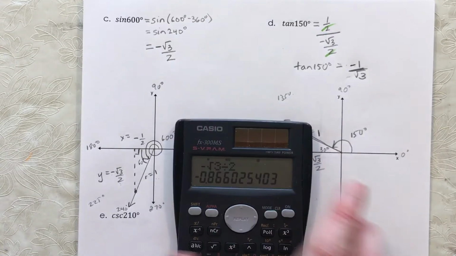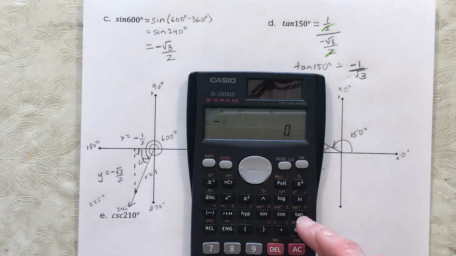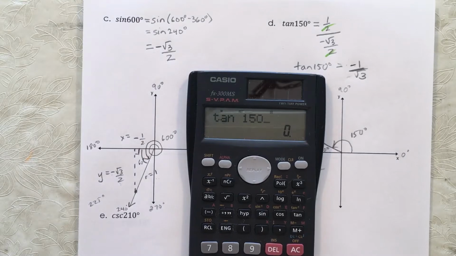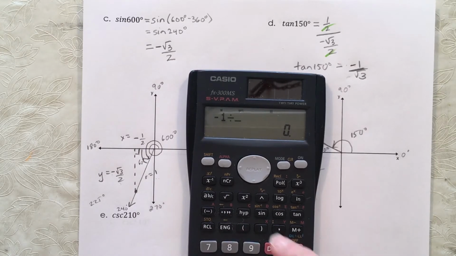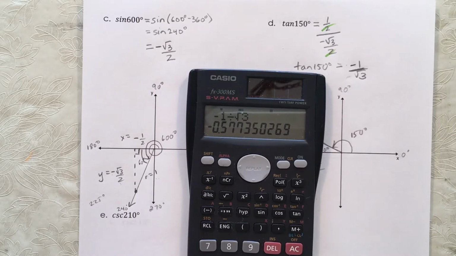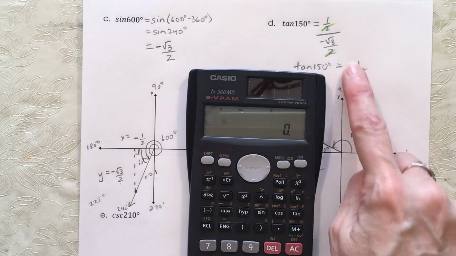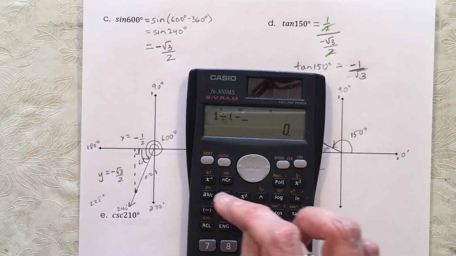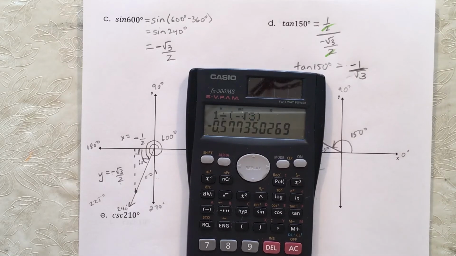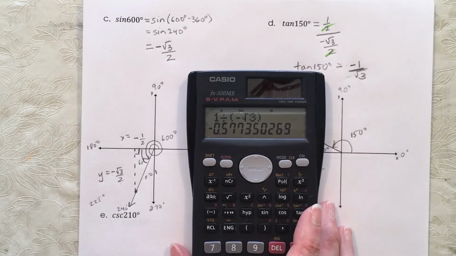So let's try on our calculator, tangent of 150, negative 0.57735. And let's try negative 1 divided by the square root of 3, same decimal. Okay, and then if you're not convinced about if the negative matters, you can do 1 divided by the bracket negative square root of 3, same decimal. Okay.